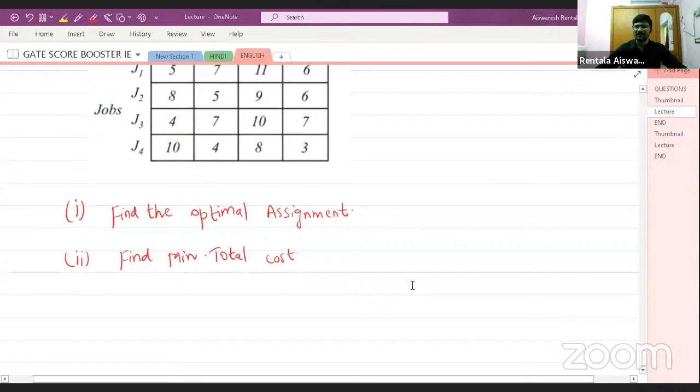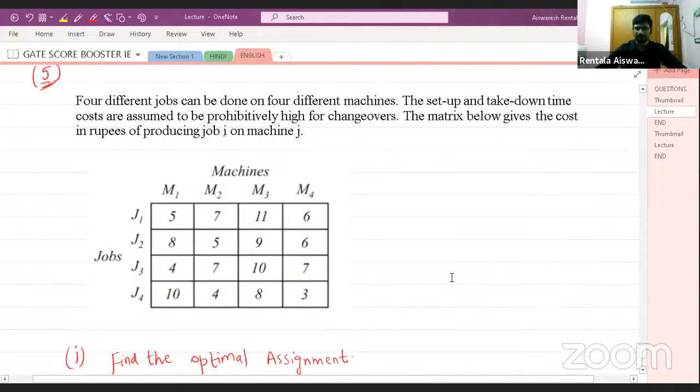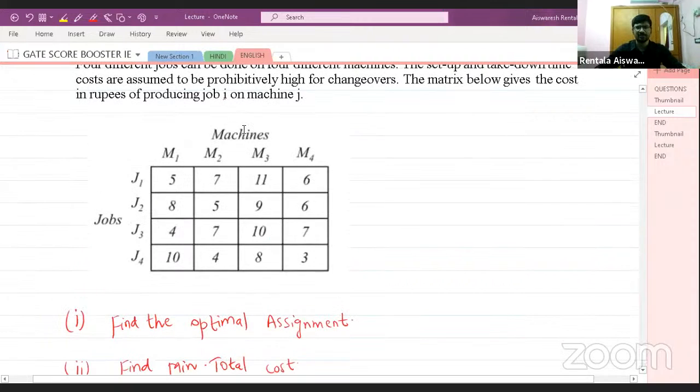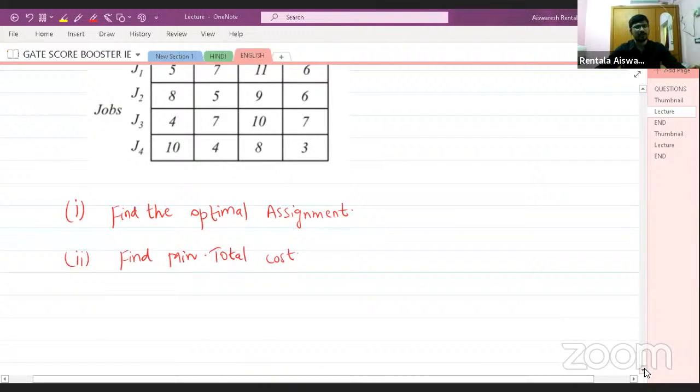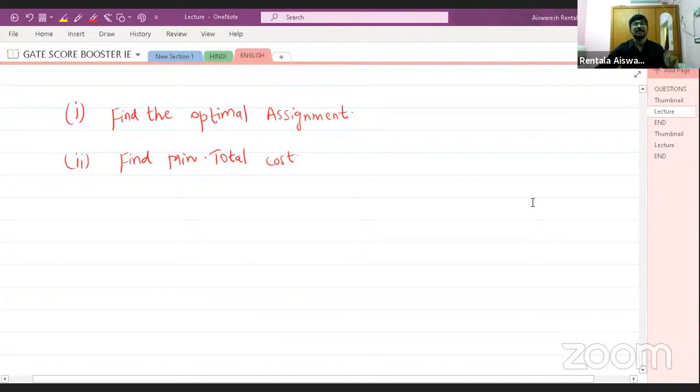Clearly this is an assignment problem, because jobs are assigned to the machines. And one more thing, if you are having any confusion, sometimes they will not mention whether the given question is an assignment or transportation question. So simply look at the given data. If supply and demand values are not given to you, then it is an assignment problem. If supply and demand values are given, then it becomes a transportation problem.